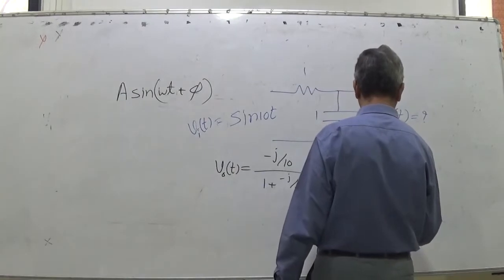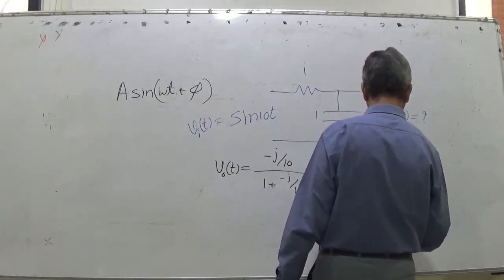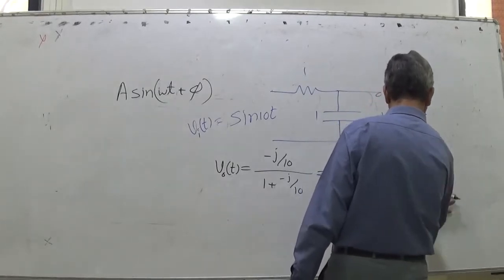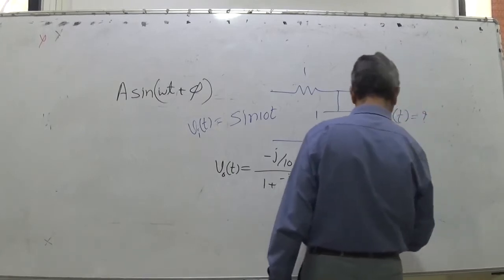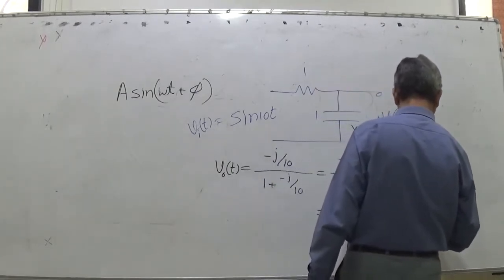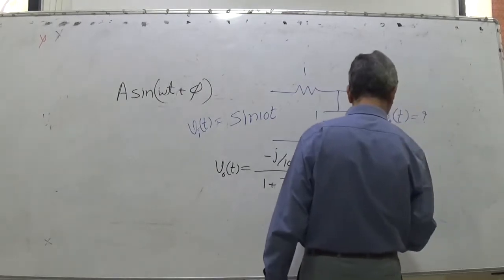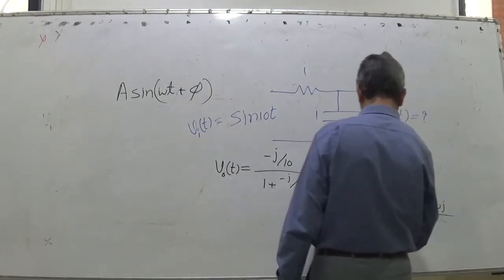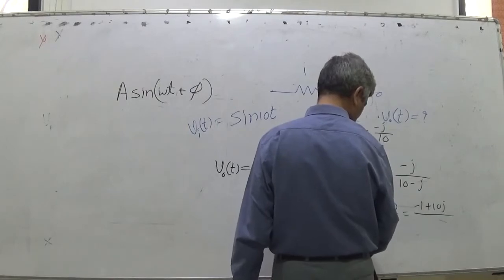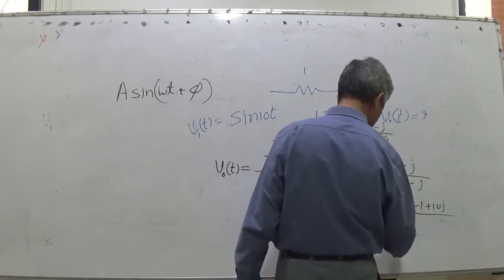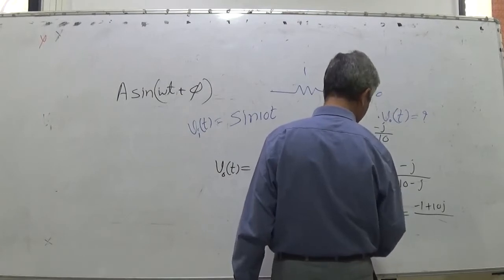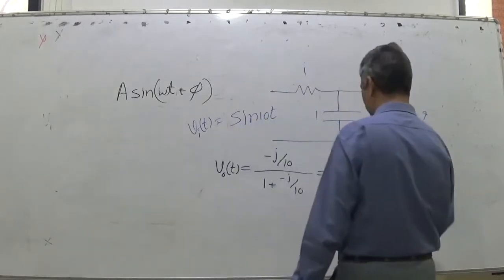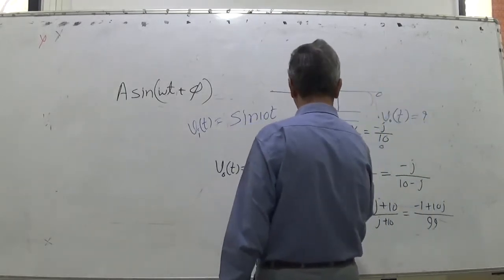So multiplying it by j plus 10 and j plus 10, it is j square plus 10j, that is minus 1 plus 10j upon j square plus 10 square. j square is minus 1, 10 square is 100, so 99. So in this, VOT is this into V in T.